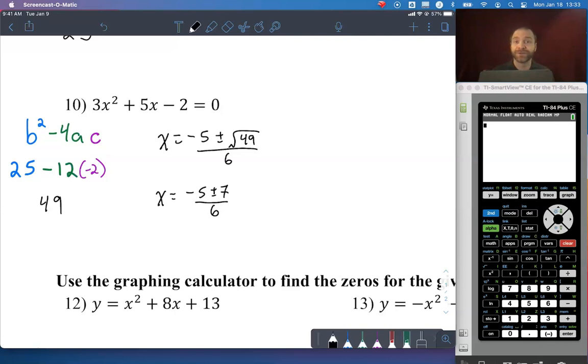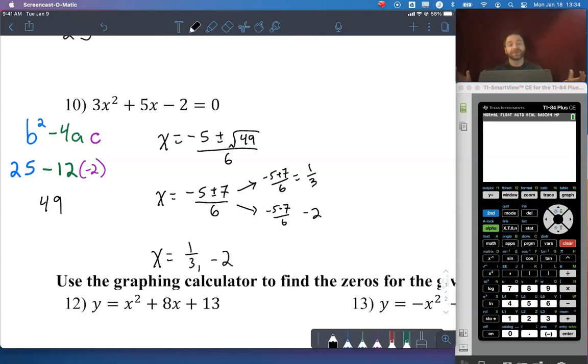Now realize, this is really 2 problems. One of them says negative 5 plus 7 over 6, which is 2/6, which is 1/3. One of them says negative 5 minus 7 over 6, which is negative 12 over 6, which is negative 2. And so those are my answers.